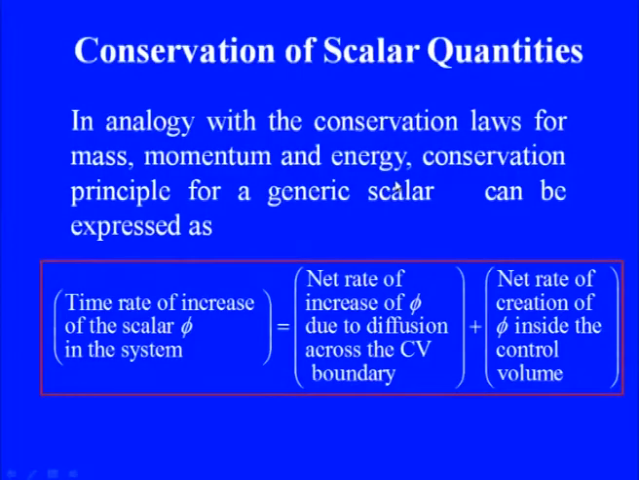So let us start off with conservation of a scalar quantity. We will invoke an analogy of what we saw earlier in the case of energy equation or momentum equation or mass. So we can extend the same conservation principle, that is to say we want to find out the time rate of increase of a scalar quantity phi in the system. Now this increase could be due to two reasons. The first one is there is some amount of phi which is being transported across the control volume boundaries. So net rate of increase of phi due to diffusion across the CV boundary plus net rate of creation of phi inside the control volume.